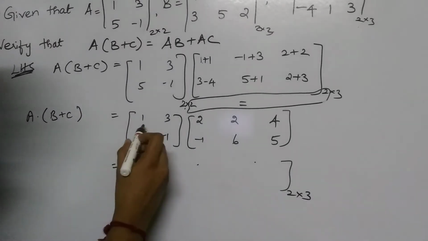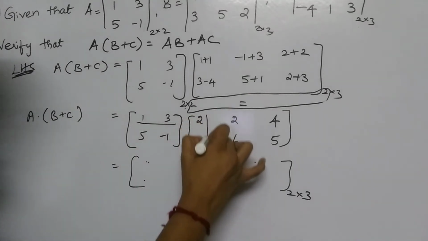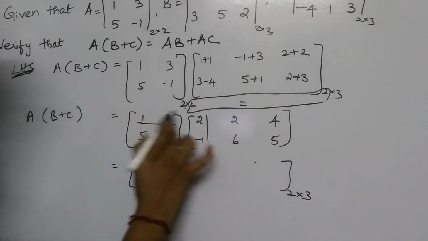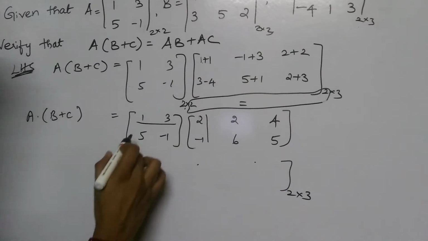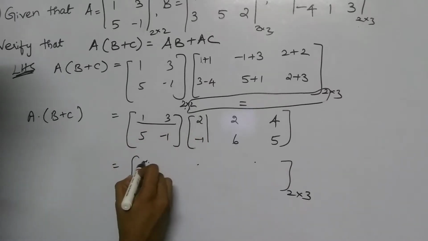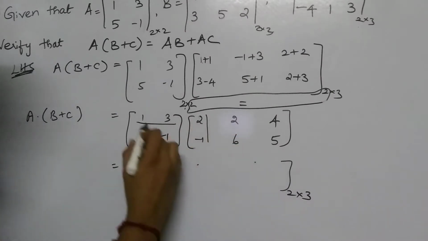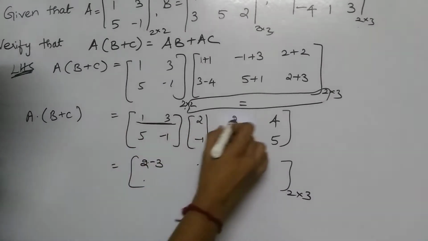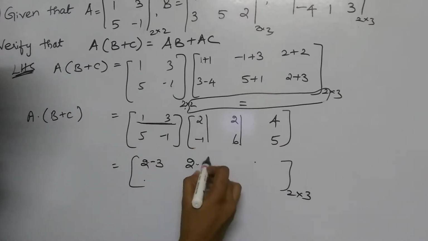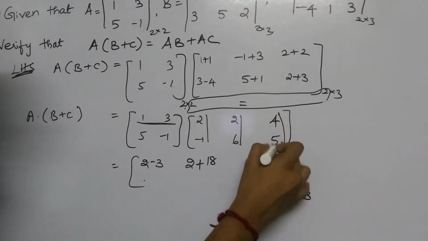So first multiply. How will you multiply? First matrix row with the second matrix column. Like that only you have to multiply. So the first element will be first row and first column. Multiply 1 into 2, 3 into minus 1, that is minus 3. Again 1 into 2, second column. Now we are going to do the second column elements. 1 and 2, 3 and 6, 2, 18, add it.